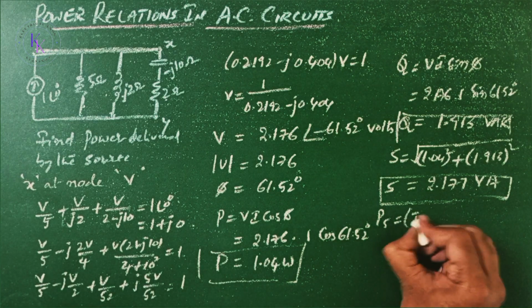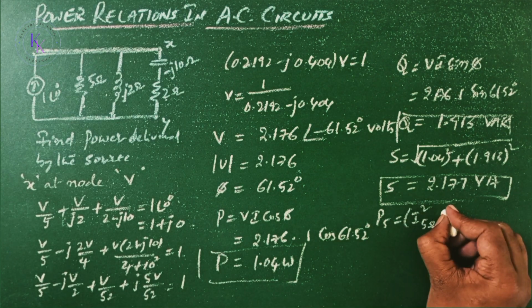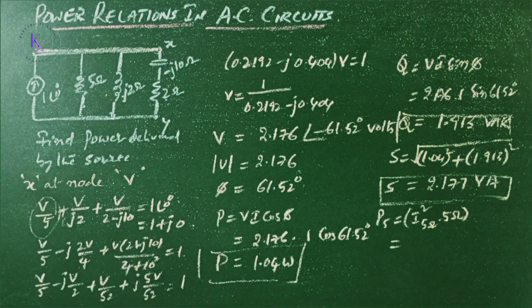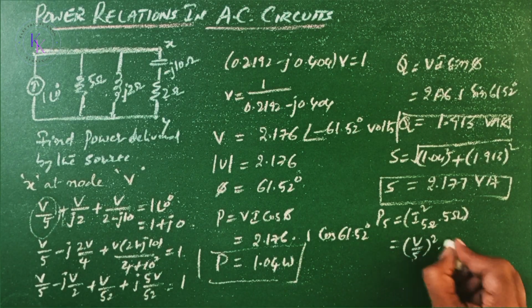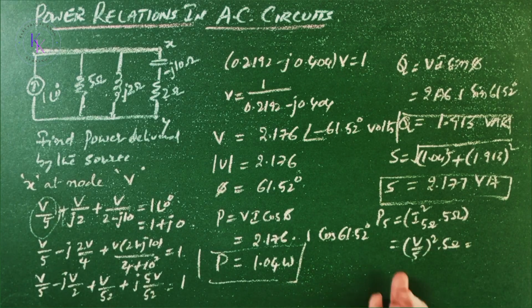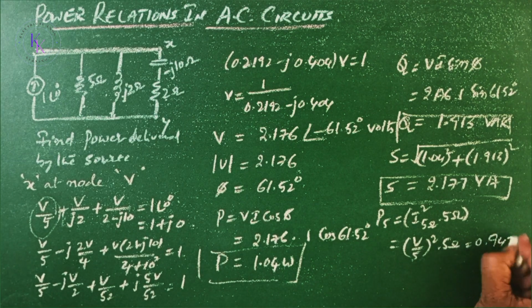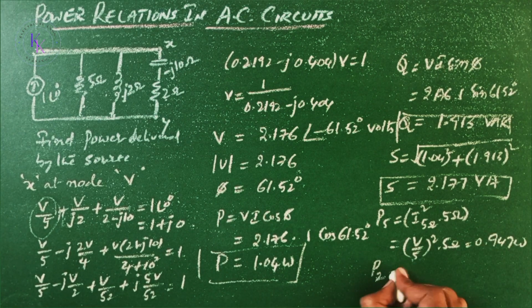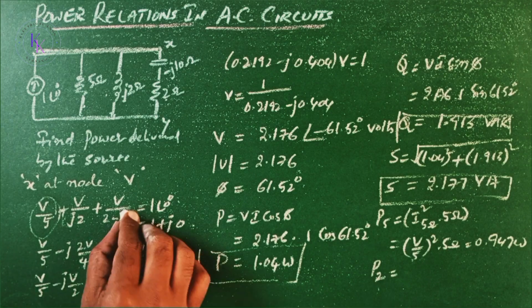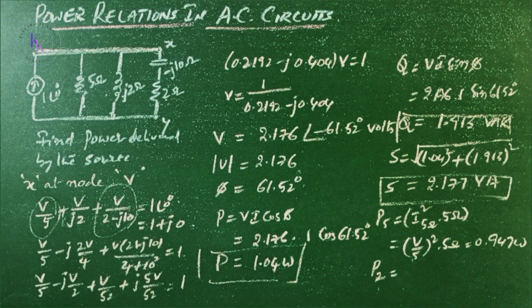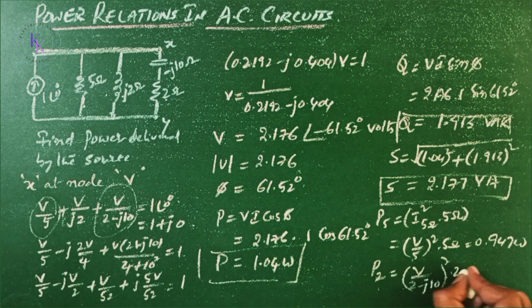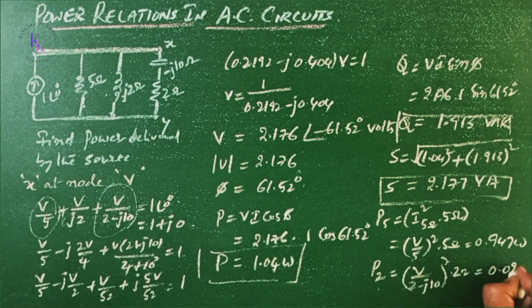Now we can find the real power dissipated in the 5 ohm resistor, or losses. We can write this as I at 5 ohms squared times 5 ohms. I at 5 ohms is V by 5, so V by 5 whole squared multiplied by 5 ohms. Substitute the value of V from here. If you calculate this, you get 0.947 watts. Similarly, the power dissipated in the 2 ohms is given by the current in this branch, V by 2 minus j10, whole squared multiplied by the 2 ohms. If you calculate this, you get 0.09 watts. These are the real powers dissipated in the resistors, or the power loss in these resistors.